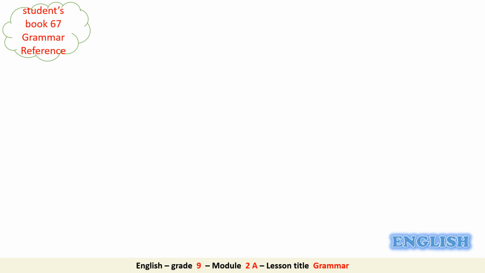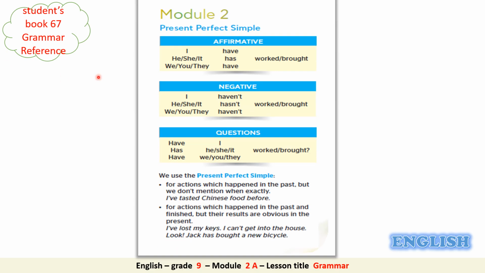Now let's go to Students Book page 67, grammar reference, and study this box. Module 2, present perfect simple. For affirmative sentences, we use the subject, have or has, then past participle. For example, I have worked. She has brought. We have worked. As for negative, we add not to have and has. I haven't worked. She hasn't brought. They haven't worked. For questions, we change the order. Instead of subject verb, we use verb subject. I have worked. Have I worked? She has brought. Has she brought?